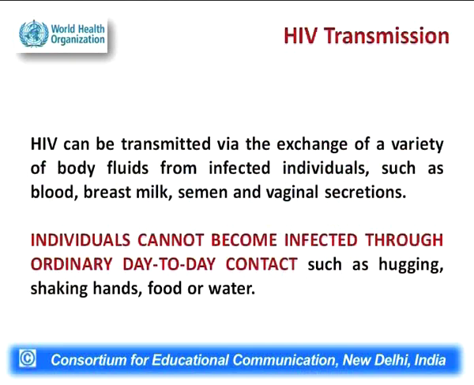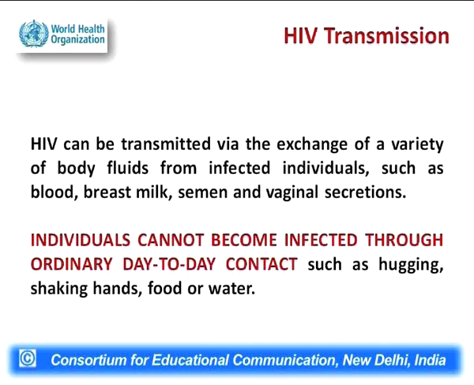HIV transmission majorly occurs through a variety of bodily fluids which are transferred from infected individuals to a healthy individual. This comprises blood, breast milk, semen or vaginal secretion. Individuals cannot become infected through ordinary day-to-day contact with infected individuals, such as hugging, shaking hands, food or water. There are lots of myths that if a healthy person interacts with an HIV positive patient, he or she may get infected, but that's not true even with day-to-day contact like hugging, shaking hands, food and water.